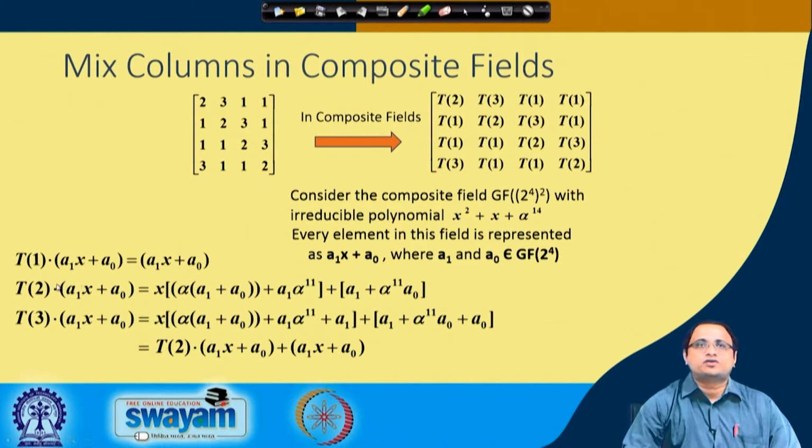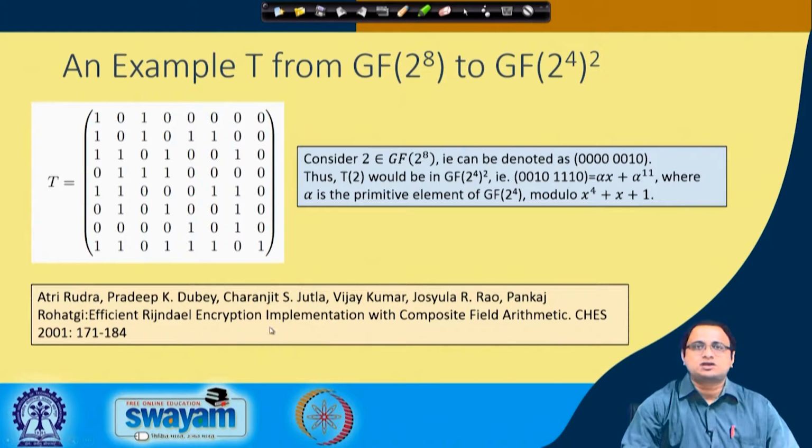So, T1 is T1. Remember that when I am doing this operation, the elements that I am multiplying are now not in GF(2^8), but in GF((2^4)^2). So, they will be represented as A1x + A0. If I multiply with T1, I will get A1x + A0, because T1 is 1 itself. For T2, when I multiply with A1x + A0, note that T2, as we have found out in the previous discussion, is alpha x + alpha^11.